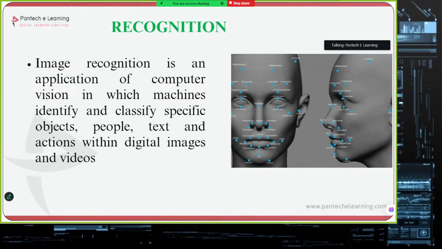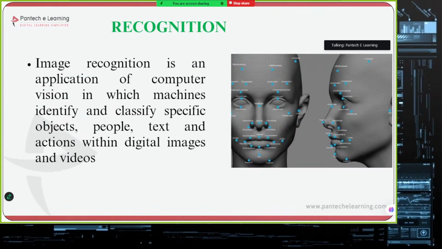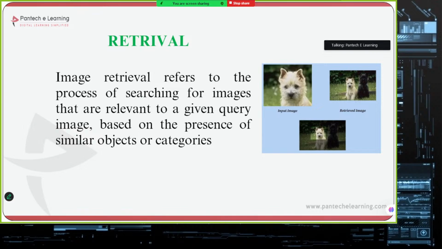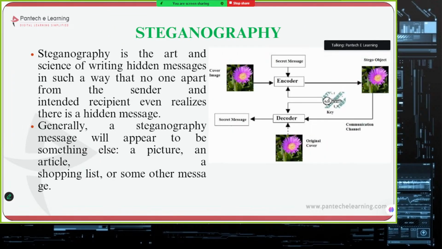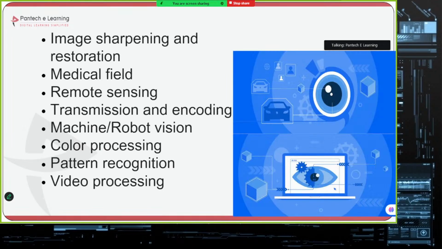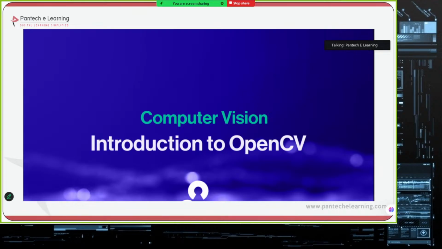Next one is recognition. If you want to identify, after the segmentation, which type of feature it is, then we have to use the recognition process. Sometimes we need restoration, but here there is no need of restoration. These are extra requirements from image processing. We can use image processing for many types of requirements, for example video processing and all.